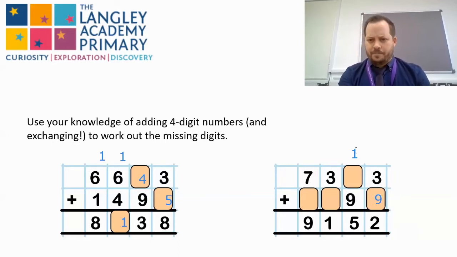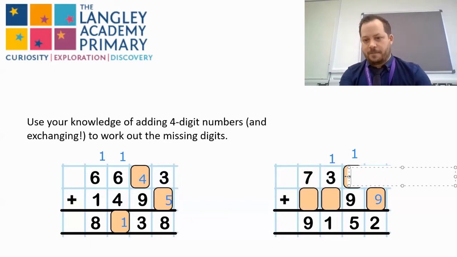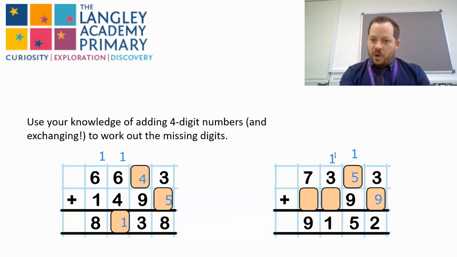Then we've got 1 plus something plus 9 equals 5. Because 5 is lower than 9, it must actually be 15 that we're making. So I'm going to put that 1 up there. I know that's going to be carried over. Then my answer must be 15. So 1 plus 9 is 10. What do I have to add on to 10 to get to 15? The answer is 5. Then I've got 1 and 3 is 4.